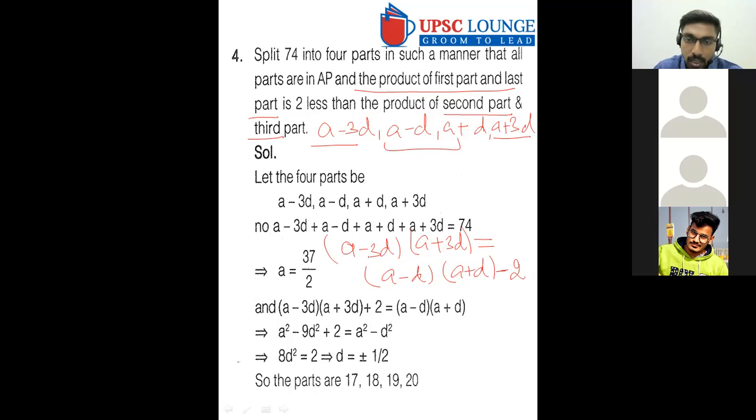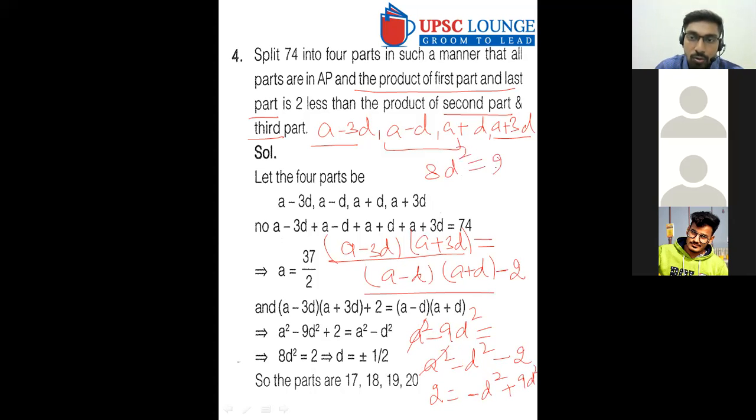This is the logic of the question. Here A minus D times A plus D, that means A square minus D square, and on this side again A minus D, A plus D, A square minus D square, minus 2 will also be there. So A square and A square cancel out directly. Minus 2 will go that side and minus 9D square will go this side. That means 2 equals minus D square plus 9D square, so 8D square equals 2. D square equals 1 by 4, so D equals plus or minus 1 upon 2.